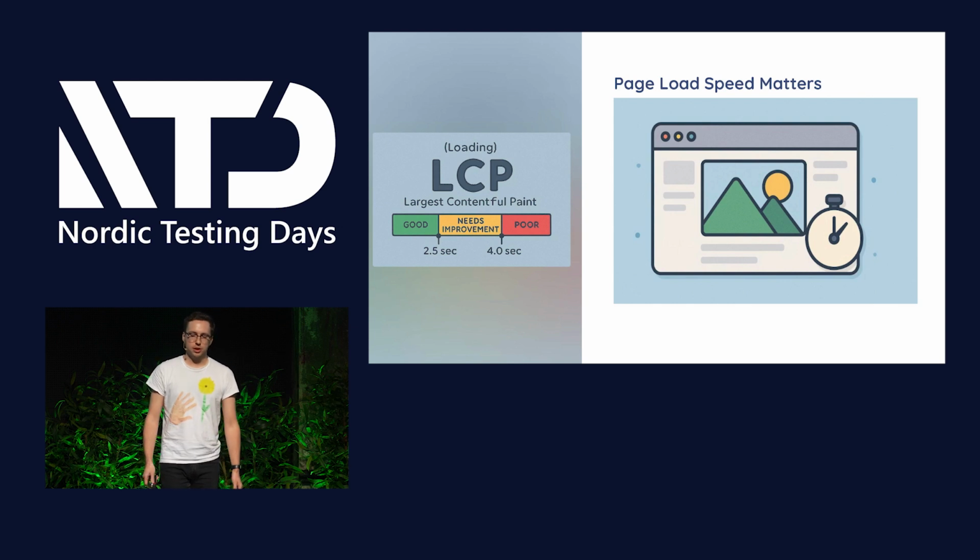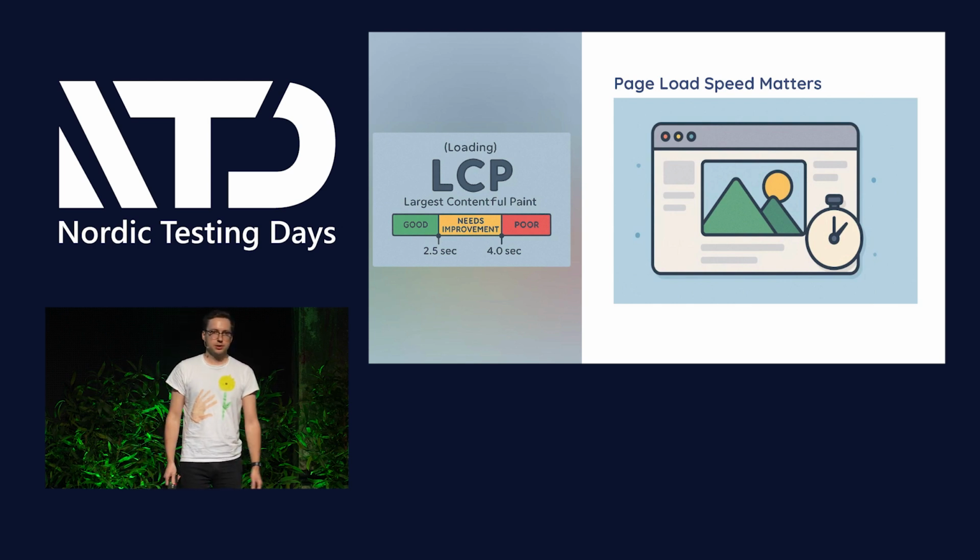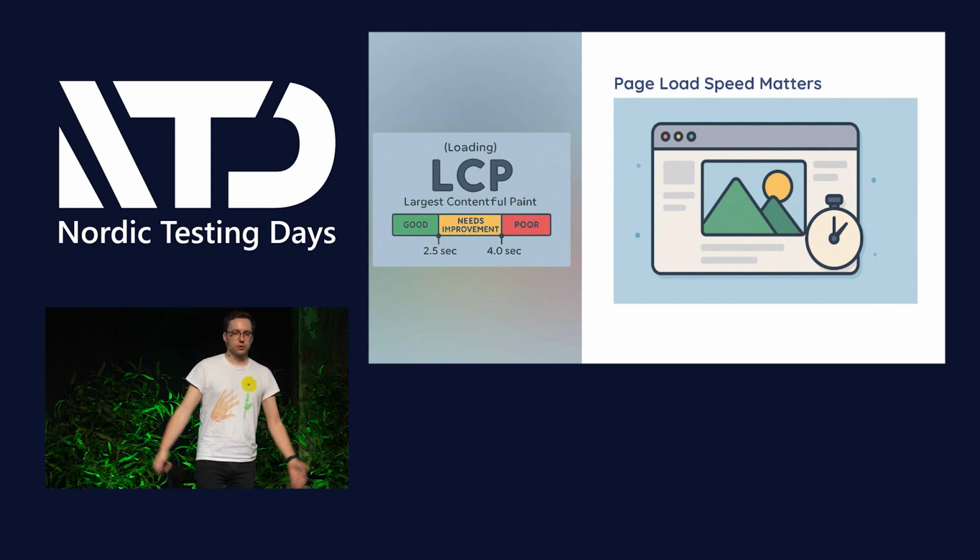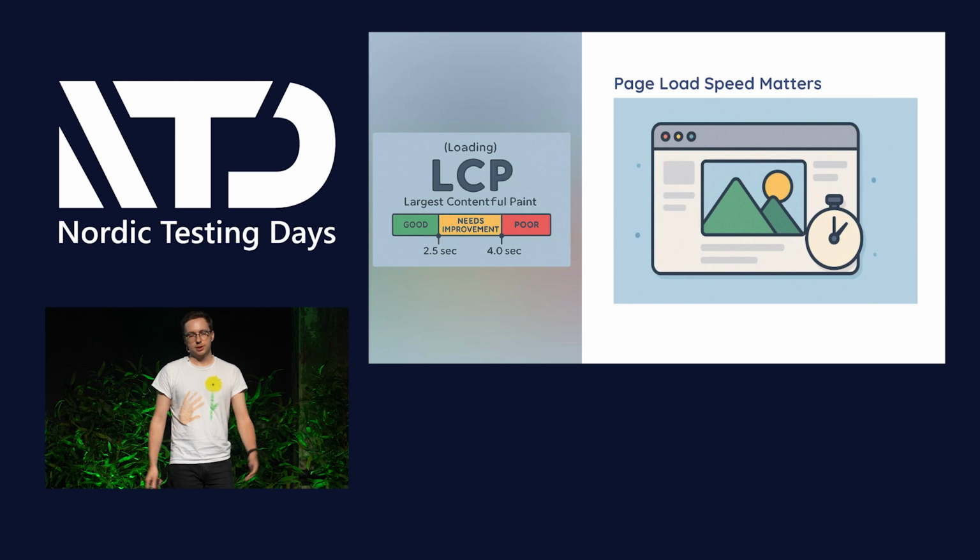So LCP, largest contentful paint. Basically it's the largest element that's present in your viewport when the page loads. And if it's below 2.5 seconds, then Google indicates to you that you're good. If you go beyond 4 seconds, then yeah, you would see red numbers when you track this metric.